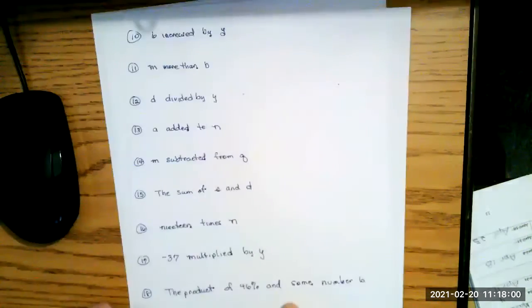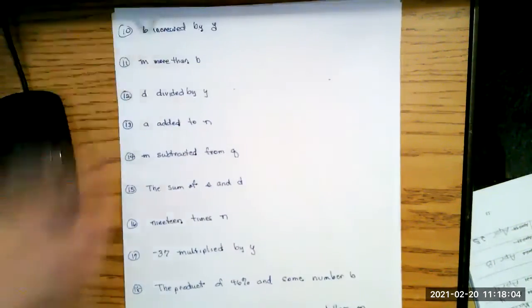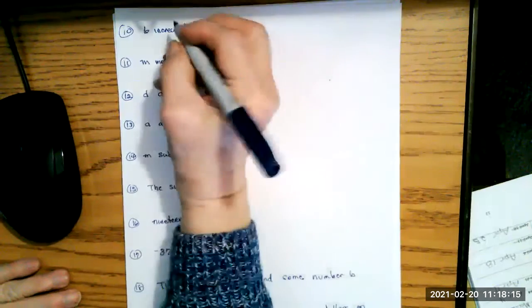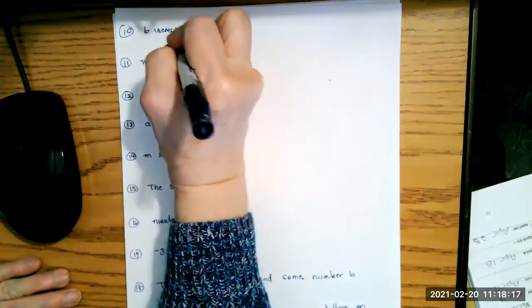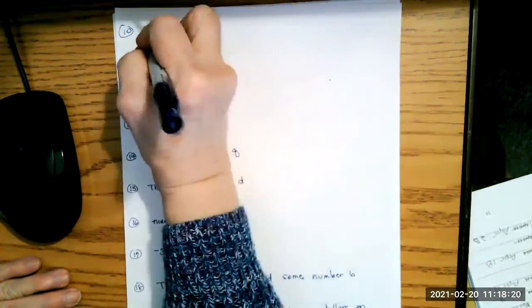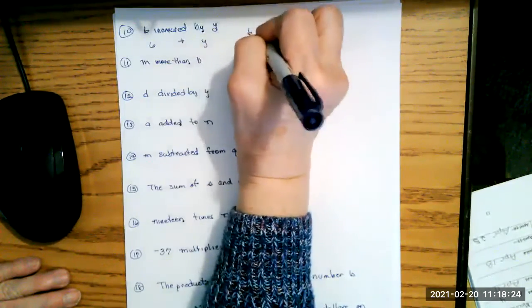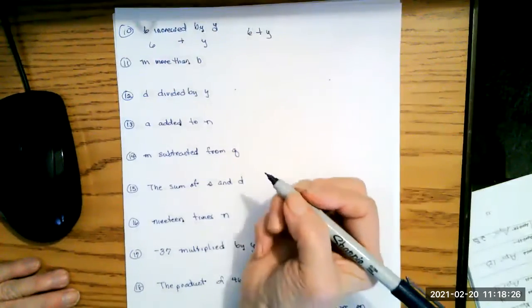Let's go on to number 10. These will not take you long to do, so I hope that you'll jump in there and get these done. Number 10 is an increased by, and for increased by, we don't have to reverse. So increased by means to add. So we would have 6 increased by y. So that's going to be 6 plus y.